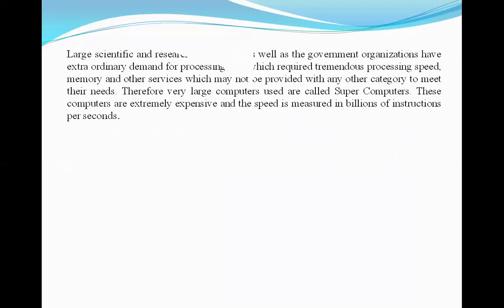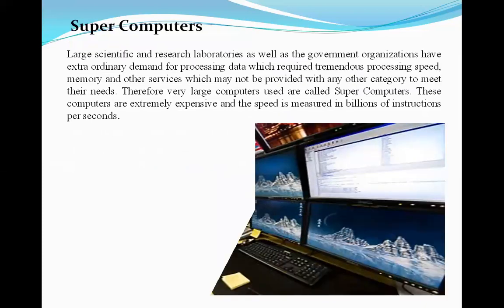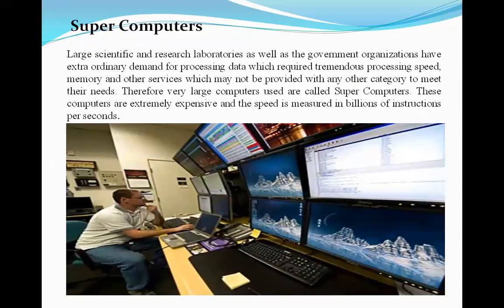Next is a supercomputer. A supercomputer is a computer with a high level of performance as compared to general purpose computers. Large scientific and research laboratories as well as government organizations have extraordinary demand for processing data, which requires tremendous processing speed, memory, and other services which may not be provided by any other category to meet their needs.